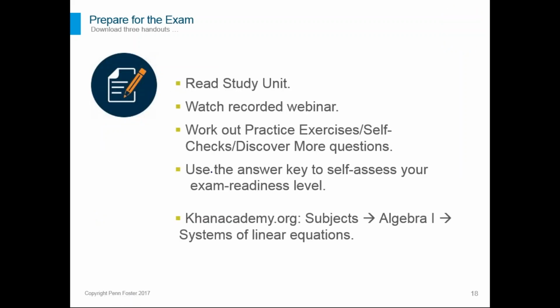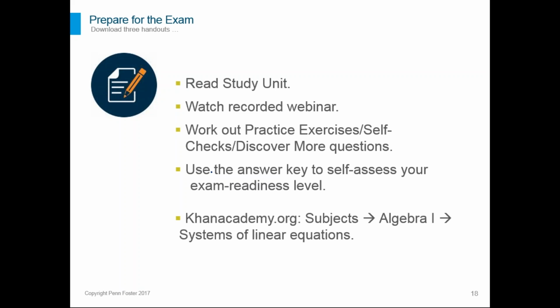Now for the exam, for sure for this unit's exam, if you do not have a strong background in algebra, then I would expect you to read the unit carefully.